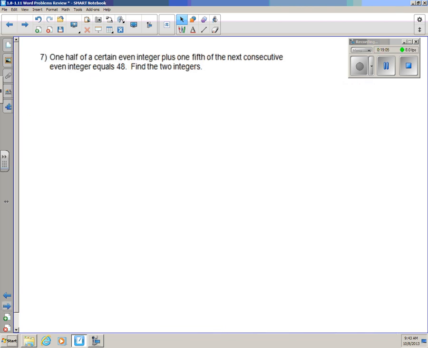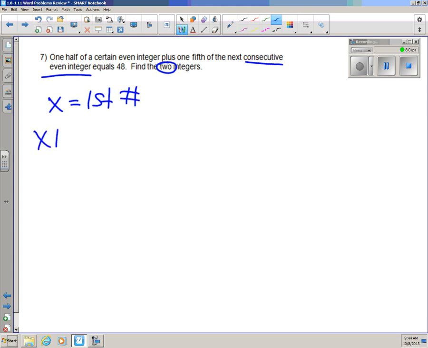Looks like we're back to something a little bit easier, so we hope. Not as many words. Half of a certain even integer plus 1/5 of the next consecutive even integer is 48. Find the two integers. They're consecutive even, and there's only 2 of them. Consecutive evens, x is always the first number. 2 more than that is always the second number, especially with consecutive evens.